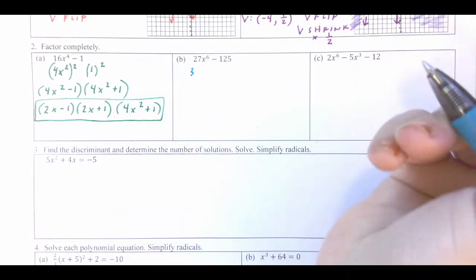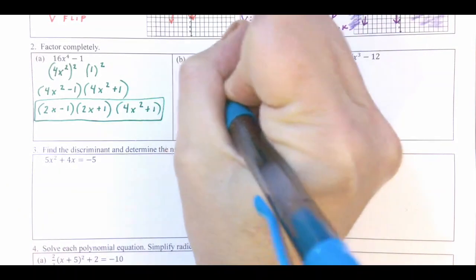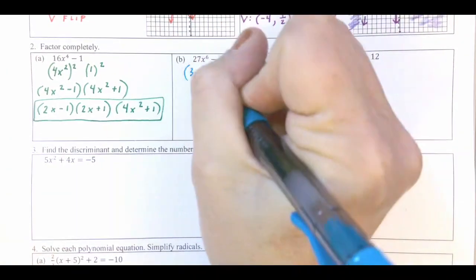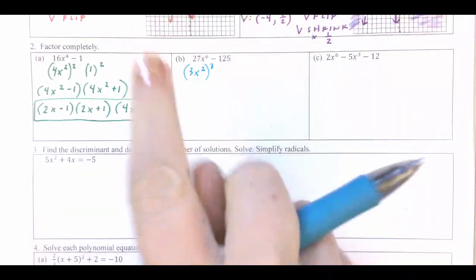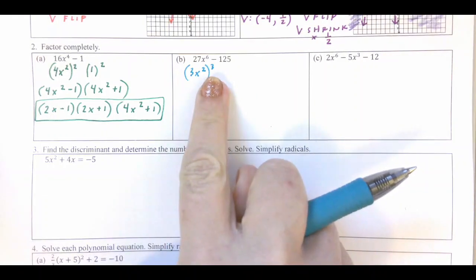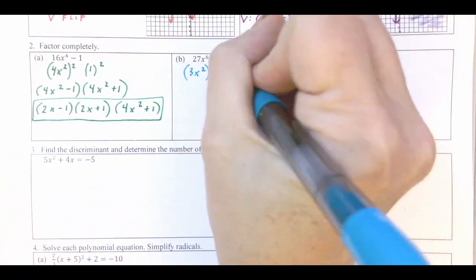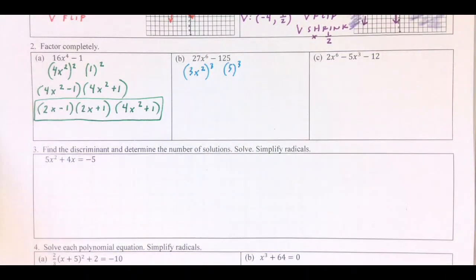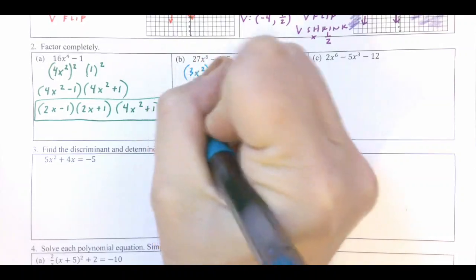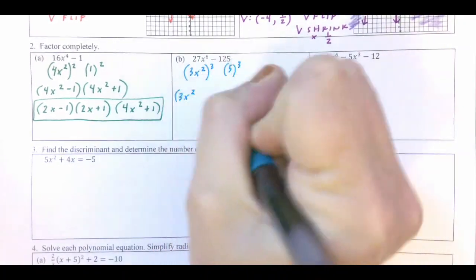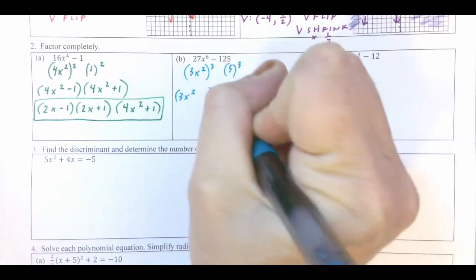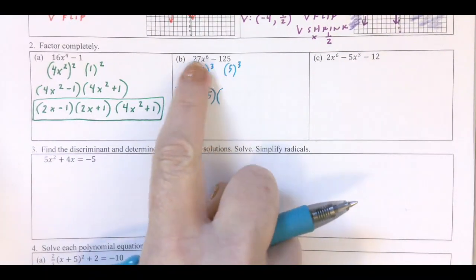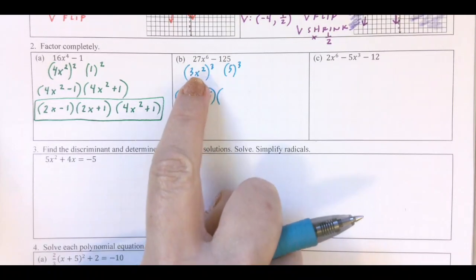So 3 cubed is 27, and x to the second power cubed is x to the sixth power. So I'm just looking at it as, what is it that's being cubed first? Okay, 125 is 5 cubed. All right, so then building out the structure, I take the 3x squared and the 5, and then I take the 3x squared, that whole package, as a quantity squared.